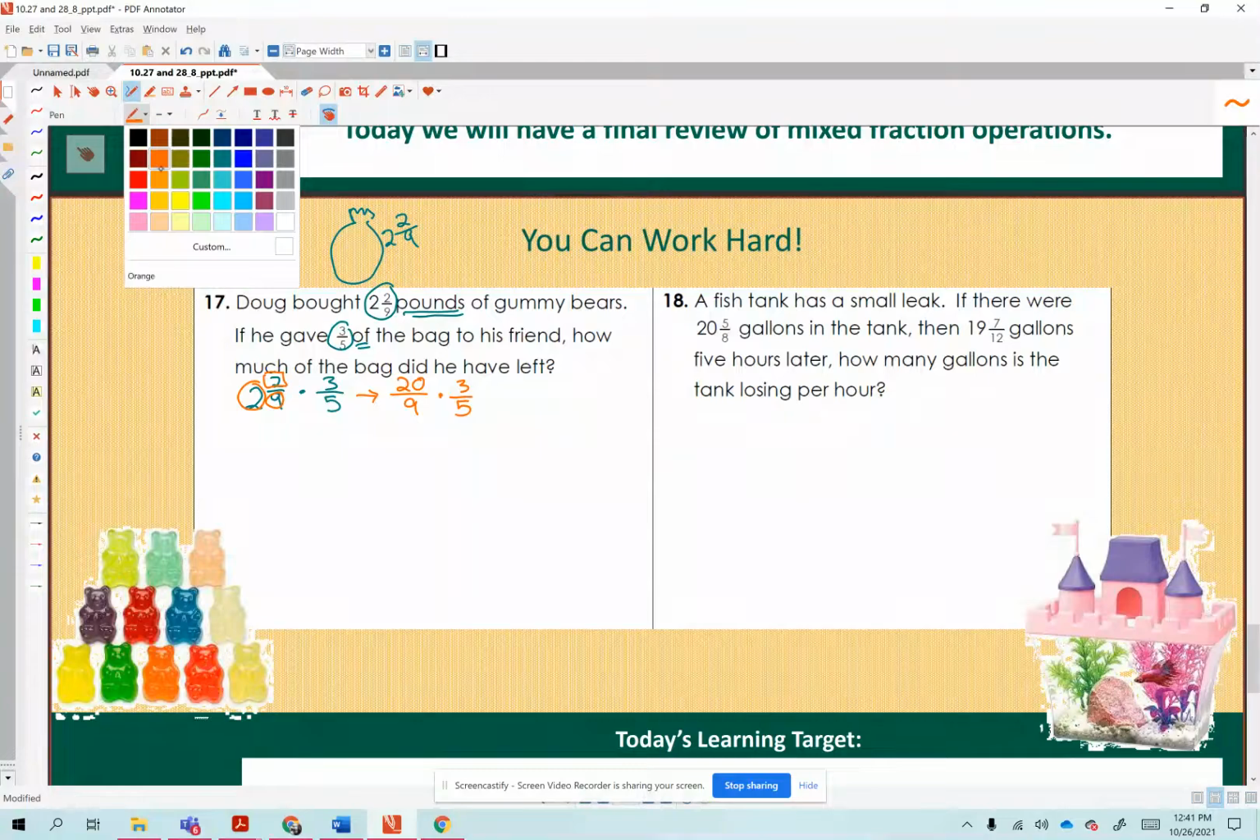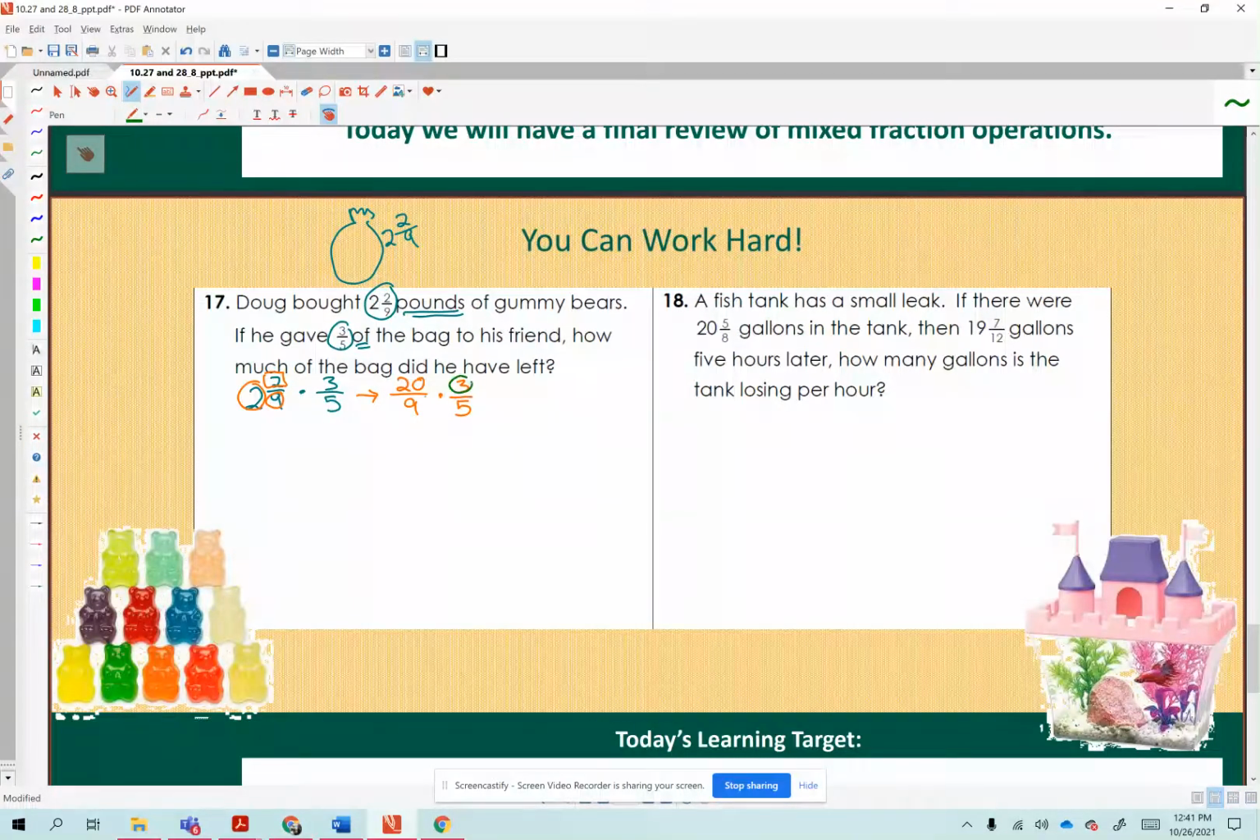And look at all the opportunities for simplifying. We have that 3 and the 9. 3 is a factor of 9, so I will divide both the 3 and the 9 by 3. 3 divided by 3 is 1. 9 divided by 3 is 3. Then I also have this 5 and this 20, and I will divide those both by 5. 5 divided by 5 is 1, and 20 divided by 5 is 4. So my new problem is 4/3 times 1 over 1, which of course equals 4/3.